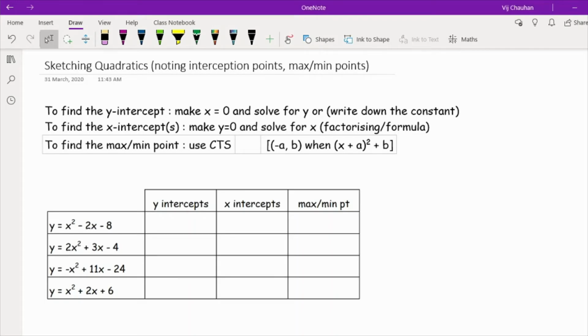As we mentioned, there are three main areas when you are sketching a quadratic. The first one is the y-intercept. To find the y-intercept, all we need to do is make x equal to 0 and solve for y, or we can just look at the constant at the end of the equation, and that's where it'll cross the y-axis.